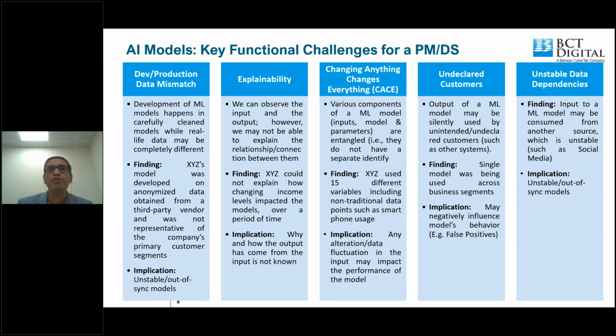what was happening is because it was being used by a particular business for a business objective, the impact of that particular business objective slowly crept into the model itself. Probably the model got retrained, which was not intended. Which means that it could negatively influence the model's behavior. There could be false positives and so on. So primarily, these are some of the technical challenges which XYZ was grappling with.